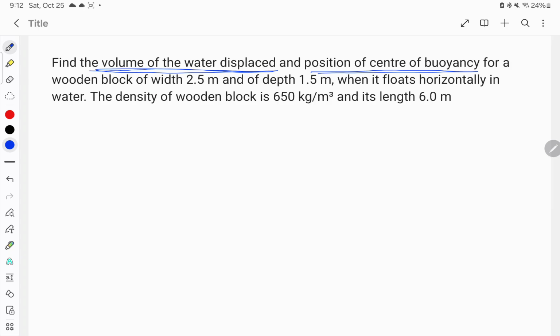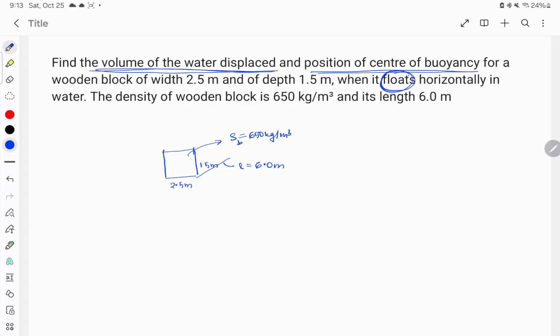It is a wooden block of width, let us say that this is the width, 2.5 meter. Depth is 1.5 meter, and it floats horizontally. This floating part is important. The density of the block is how much? 650 kg per meter cube, and its length, if I say, is 6 meter.